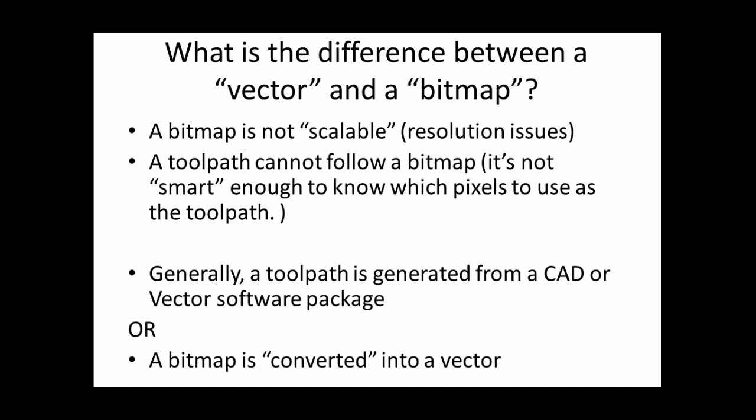So we need a line, we need something that we can select and tell it to use a 1/4" bit or a 1/2" bit or carve it. We need something. So with a bitmap image, a raster image, you can't do that. And most of the time, a toolpath is generated from a CAD file. CAD is computer-aided design or computer-aided drafting, and there's dozens upon hundreds of CAD software packages.